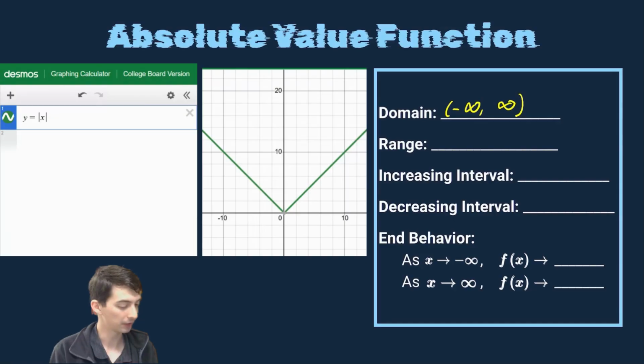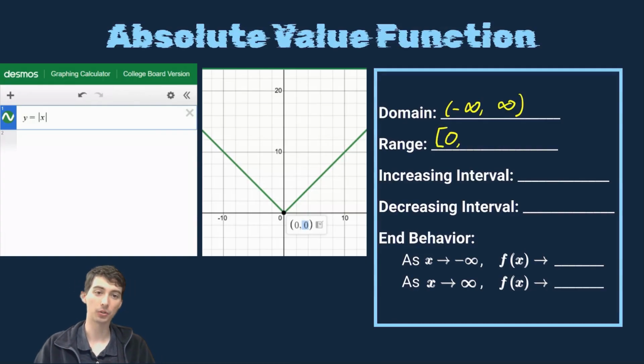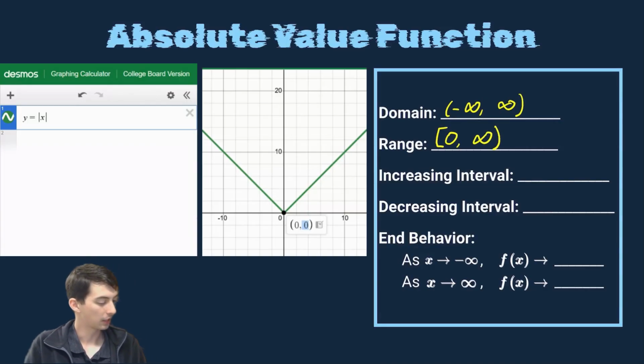My range, however: I do have a lowest point right here at (0, 0). So I'm looking at my y value. That's my lowest point on my y-axis, so I'm going to put a 0 and then put a bracket around that because I do have a closed circle at 0. After that, there's nothing stopping me from going up, so I can go up to infinity and use a parenthesis around that.